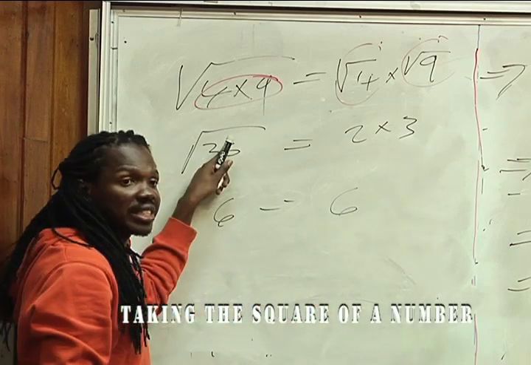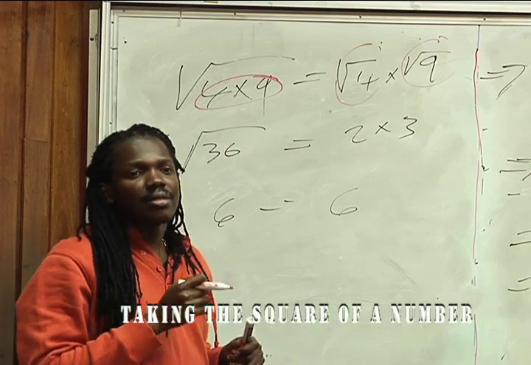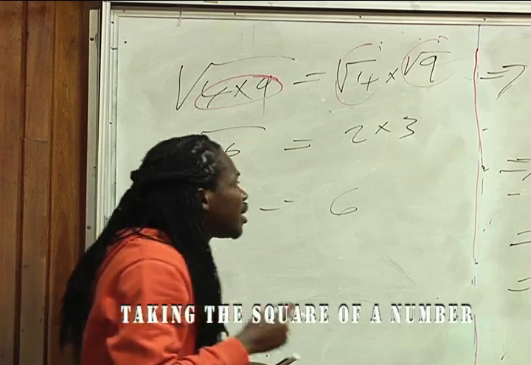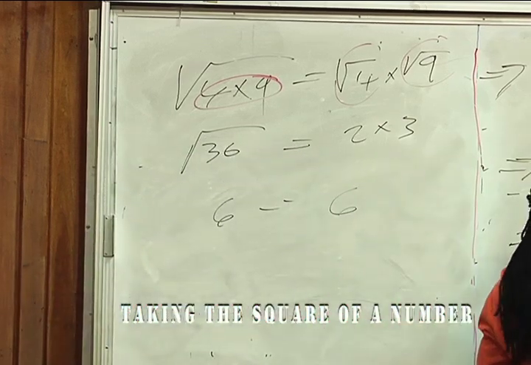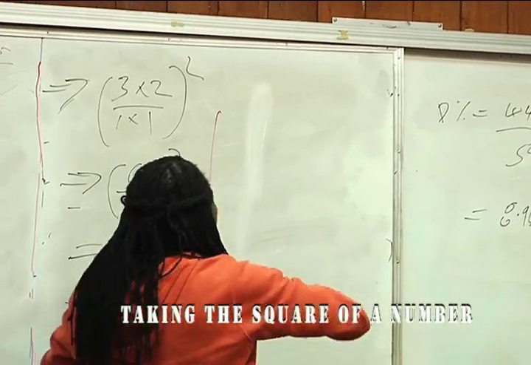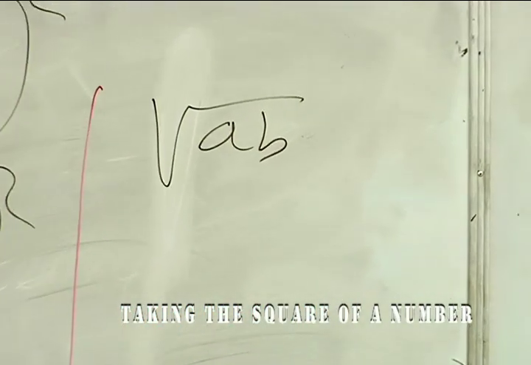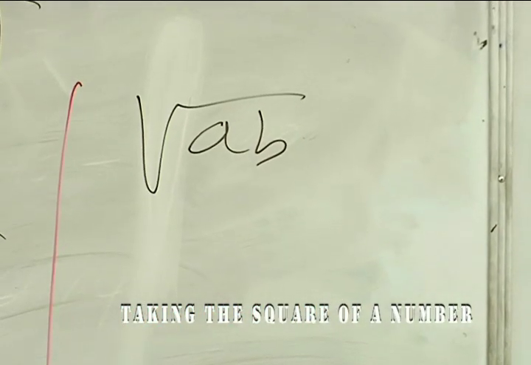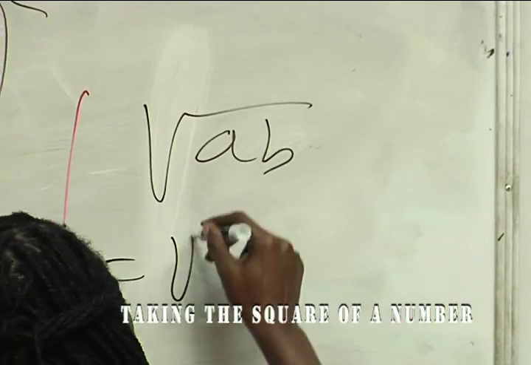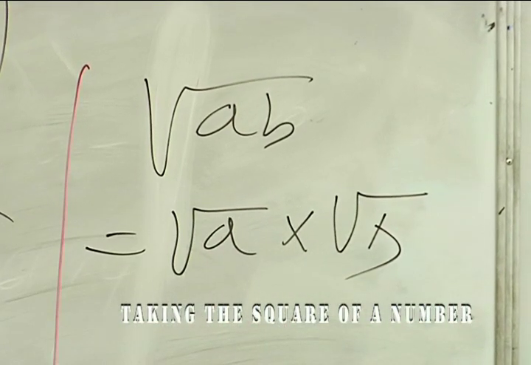What's the square root of 36? What's this times this? 6. Very brilliant. You have to keep that in mind, because soon you're going to get something like this: the square root of AB. This is telling me that the square root of AB is equal to the square root of A times the square root of B.